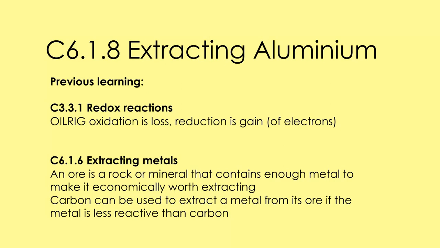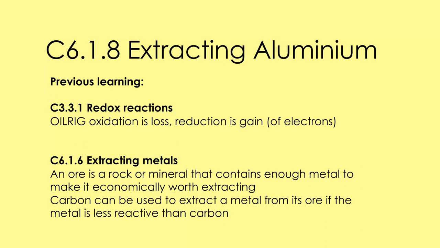Before we start the new learning, we need to think back to previous learning. Way back in C3.3.1, we looked at redox reactions. We revisited this recently. We learnt the acronym OILRIG, which means oxidation is loss, reduction is gain, and we're talking about electrons. And in C6.1.6, which is only a couple of lessons ago, extracting metals, we learned that an ore is a rock or mineral that contains enough metal to make it economically worth extracting.